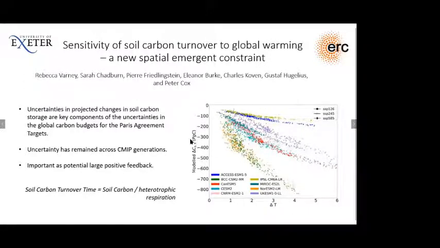The uncertainty in this resultant change in soil carbon is pretty evident when you look at the spread across the CMIP6 models, which you can see on this figure. We've got this change in soil carbon against temperature. Even at 2 degrees warming, there's a big spread in the models. This uncertainty is quite important because these are key components of uncertainty in the global carbon budgets for the Paris Agreement targets. This uncertainty has actually existed across CMIP generations, and if anything, CMIP6 is more uncertain than CMIP5, which is why we set out on this new method to try and reduce this uncertainty.